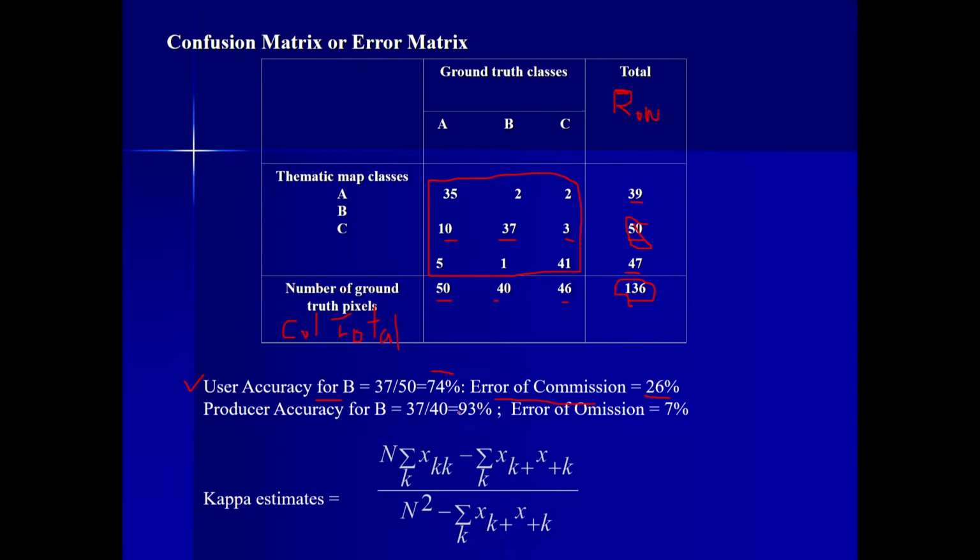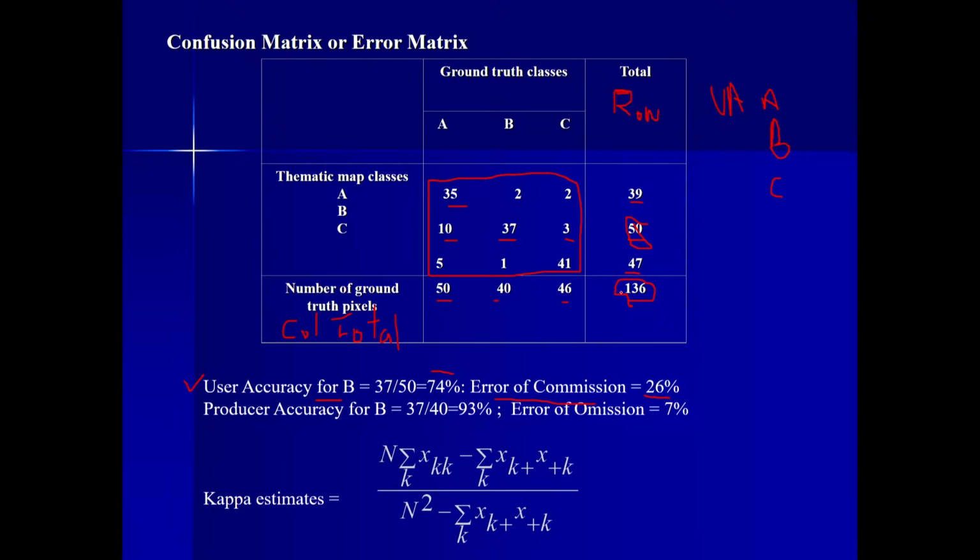Then the second parameter, user accuracy, you can get for each class. So you can have user accuracy for class A, for class B, for class C. For class A it will be 35 divided by 39 into 100. For class B we have already shown 37 by 50 into 100, and for class C it will be 41 divided by 47 into 100.